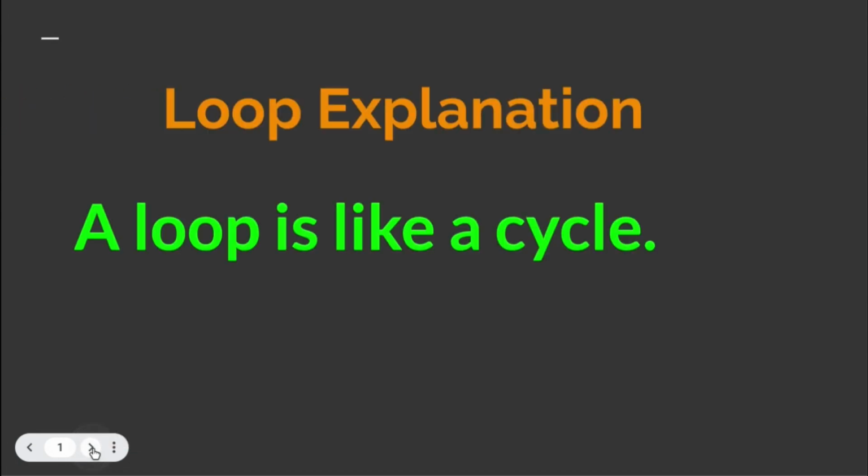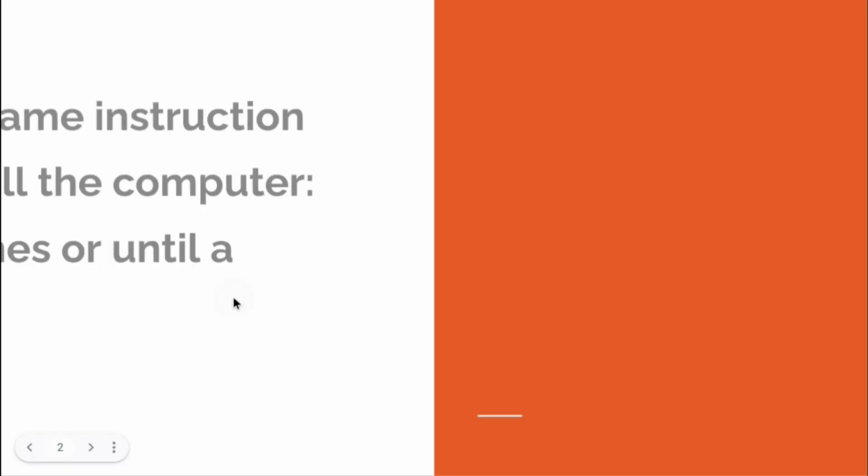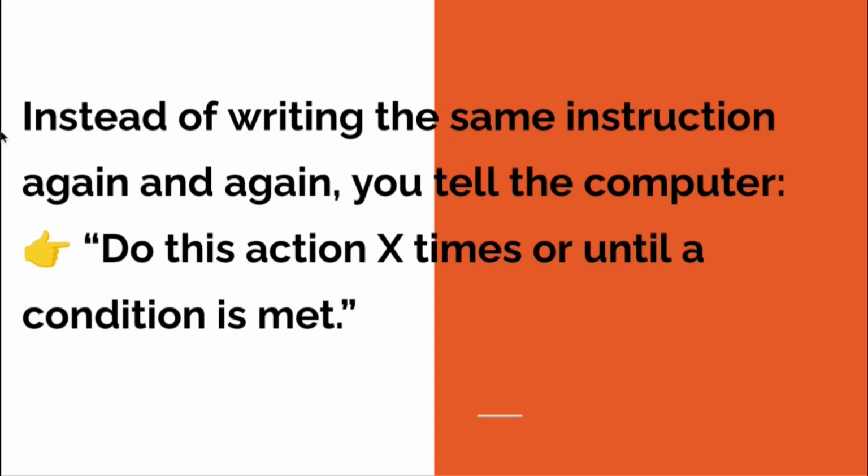Now I want you to see a loop as a cycle. See a loop as a cycle. Instead of writing the same set of instructions over and over again, you just have to tell your computer, do this action X number of times and it will do it. You tell the computer to do it that number of times until a particular condition is met. So once you give your computer that instruction, it will perform that function for you.